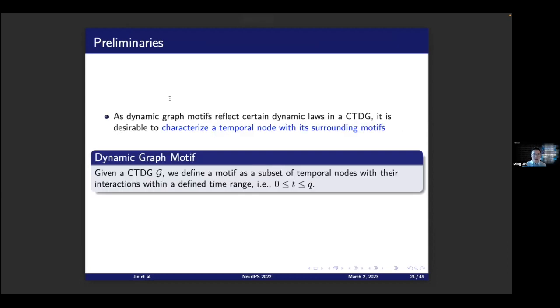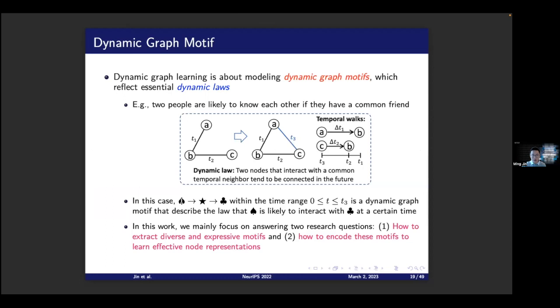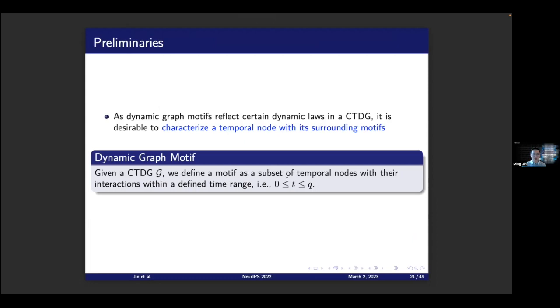Okay, and here are some preliminaries. Firstly, the definition of dynamic graph motifs. Given a continuous time dynamic graph, we define a motif as a set of anonymized temporal nodes with the corresponding interactions within a certain time range, as I mentioned in the aforementioned example. So this is the anonymized temporal node, and here are the interactions. But we need to assure that these two interactions in this example are within this range. So this is the definition of the dynamic graph motif.